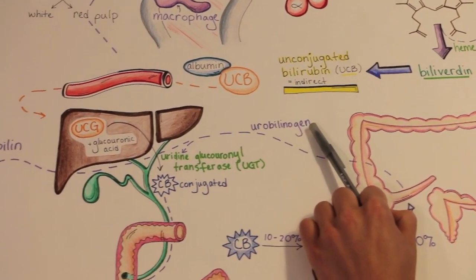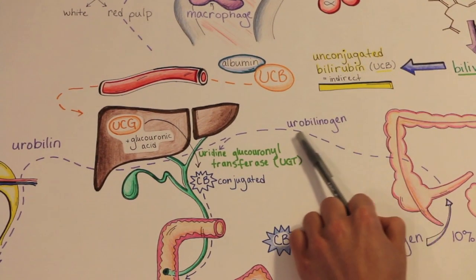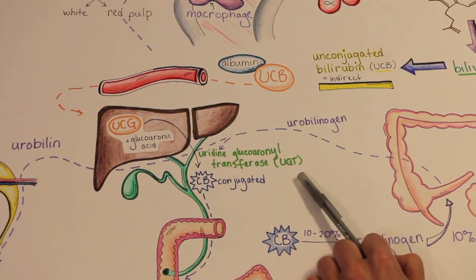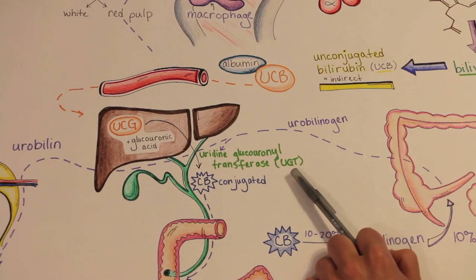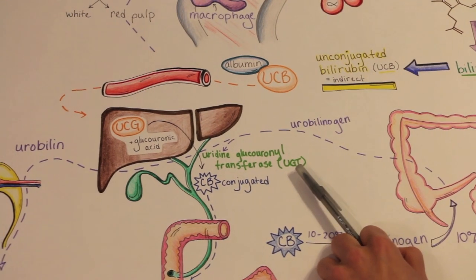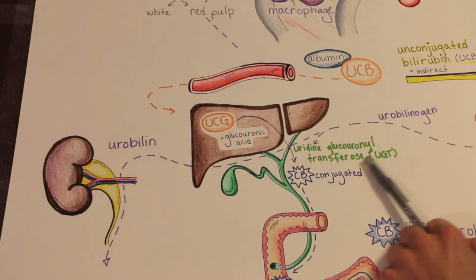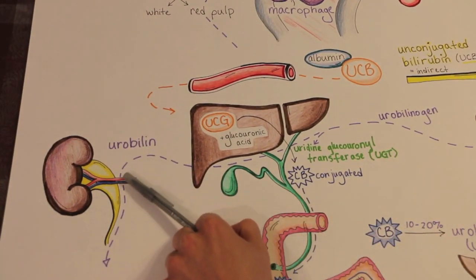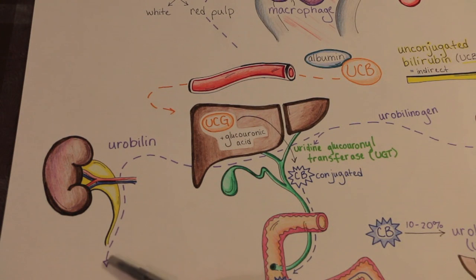Urobilinogen can then undergo enterohepatic recirculation and then be retaken up by the liver, reconjugated, and then excreted, or it can be converted to urobilin. Urobilin is more water-soluble and can actually be excreted by the kidneys, giving urine its color. About 10% of all urobilin reabsorbed is excreted by the kidneys.